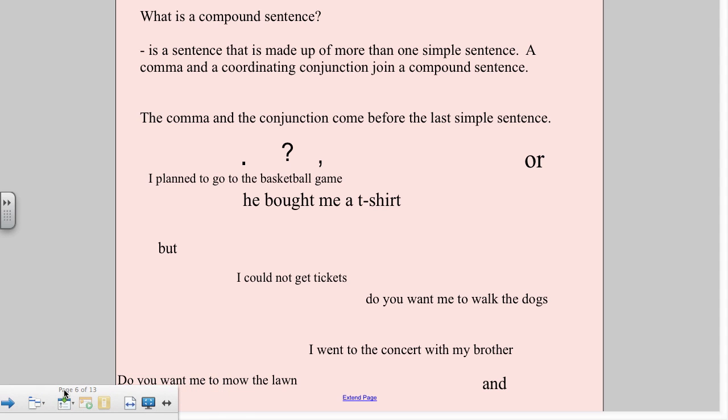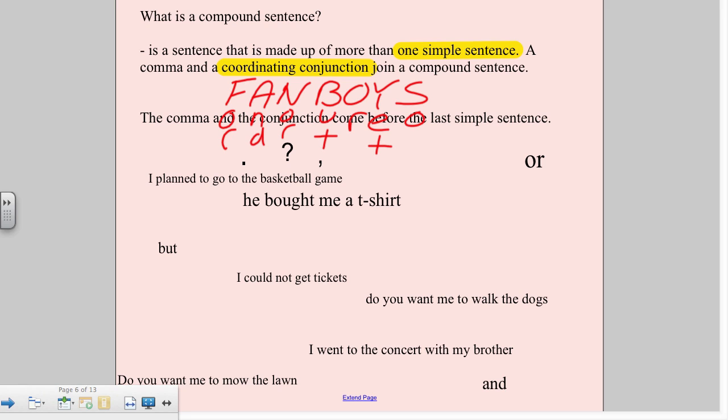Common misconception. What is a compound sentence? Review from last year. A compound sentence is two or more simple sentences, and it has a coordinating conjunction. What are coordinating conjunctions? Coordinating conjunctions are FANBOYS, which everybody should know. You have for, and, nor, but, or, yet, and so.